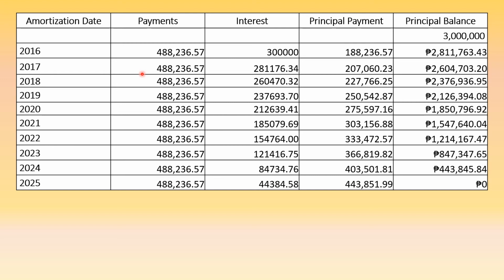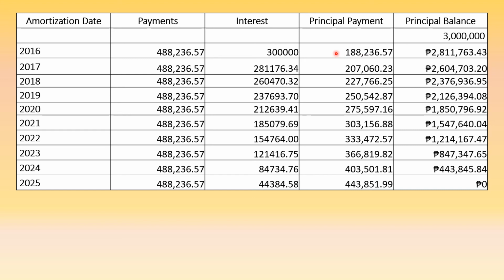For our second step, find the interest on the first period by multiplying the interest rate with the loan. So we have here 3 million pesos multiplied by our 10%. And then, for our third step, subtract the interest from the payment to get the principal payment. Again, subtract the interest from the payment to get the principal payment.